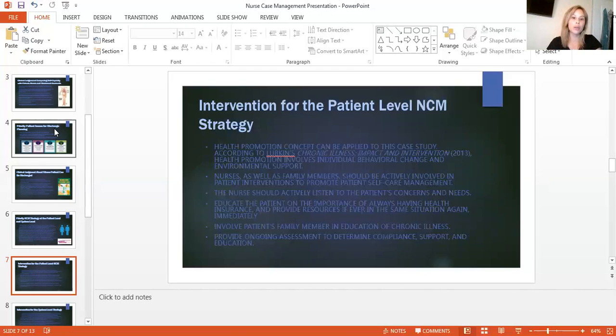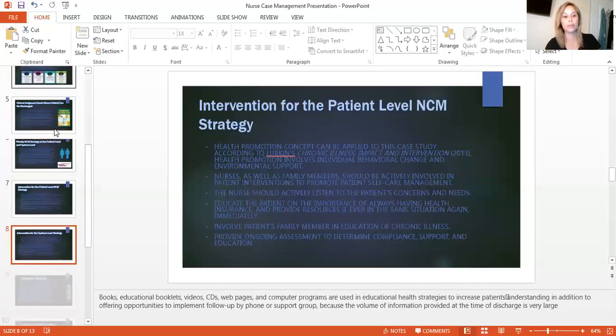Educate the patient on the importance of always having health insurance and provide resources if the patient is ever in the same situation again. He knows who to contact immediately so he can get his health insurance back. Always involve the patient's family members in education of the chronic illness, so when the patient goes home, family can also help him stay on track with his disease. Provide ongoing assessment to determine compliance, support, and education.